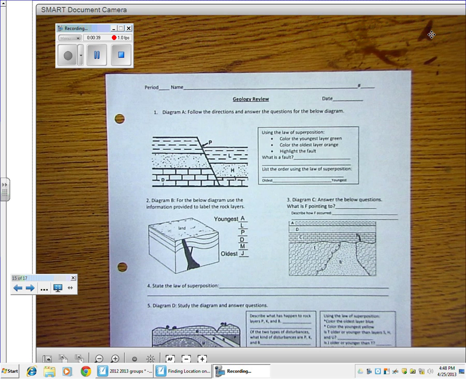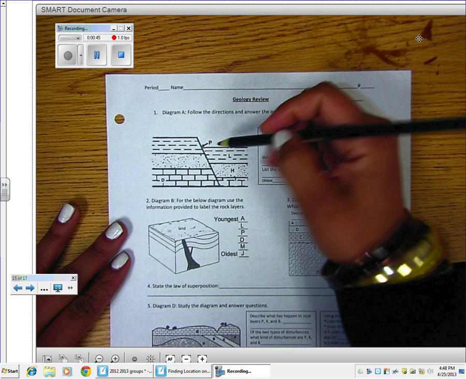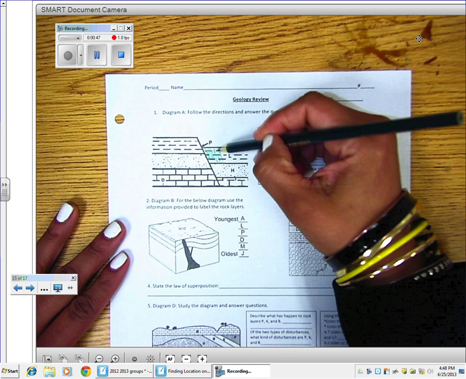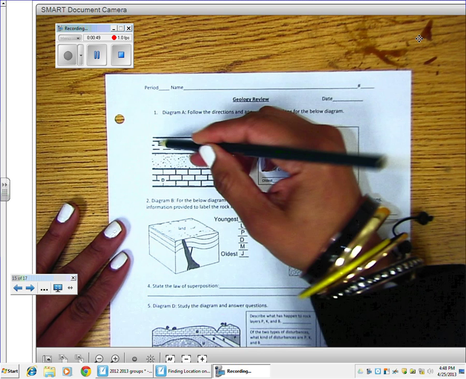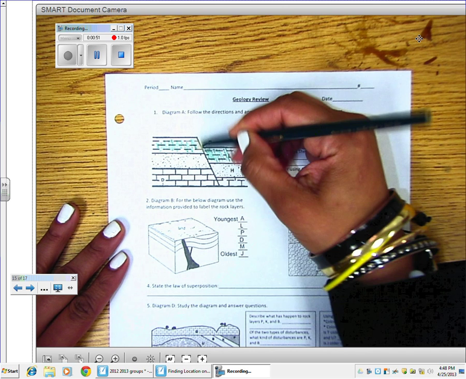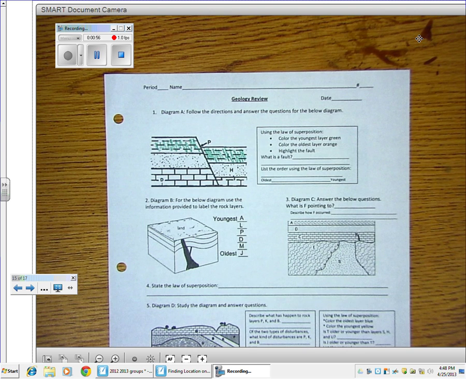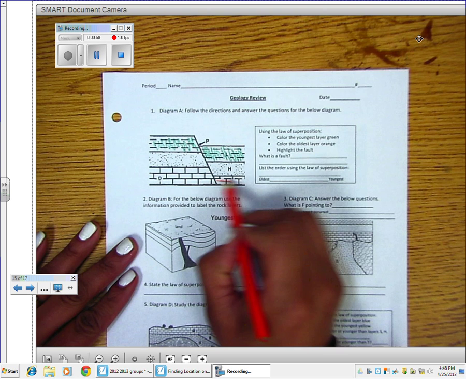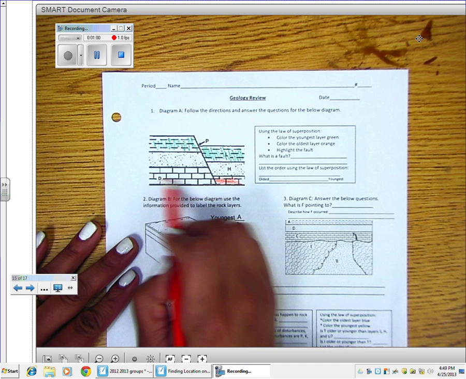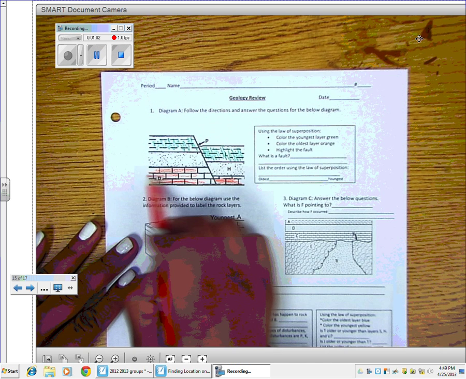So I am looking here where it says color the youngest layer green. So remember, always young above old. So your youngest layer is layer L. So that would be this. And then it says color your oldest layer orange. Your oldest layer is at the very bottom. So that's this here.